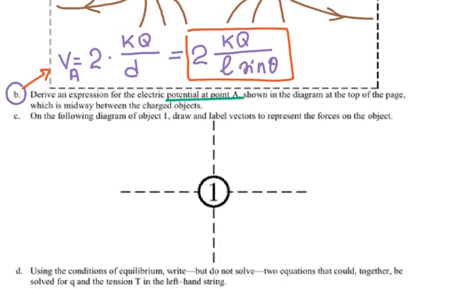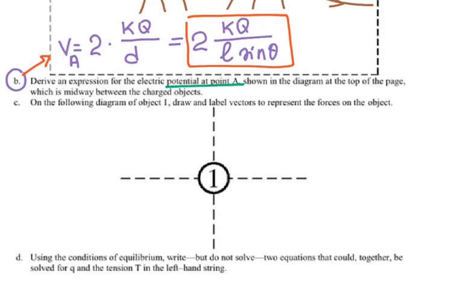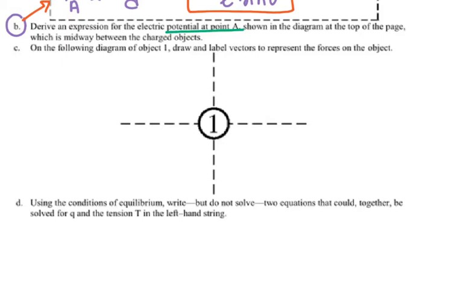For C part, on the following diagram of object 1, draw and label vectors to represent the forces on the object. So the forces acting on 1 are the tension force, then you have mg, the gravitational force, and the electric field force, pushing it away from the other positive charge.